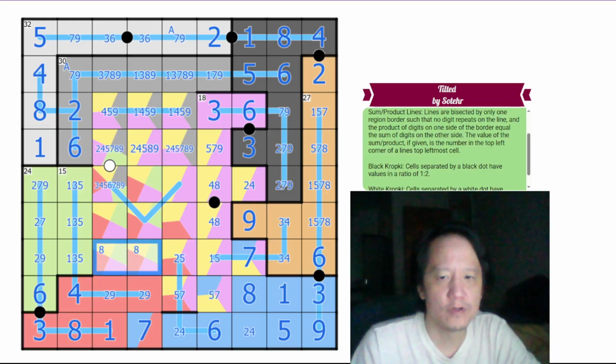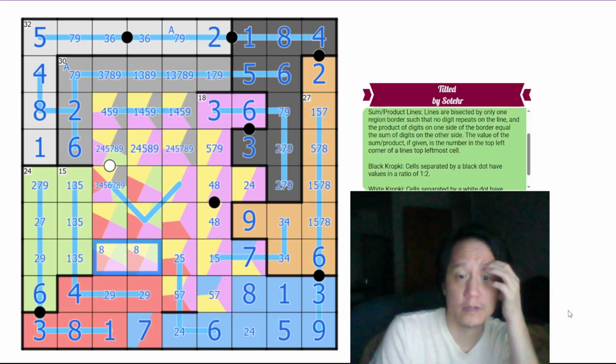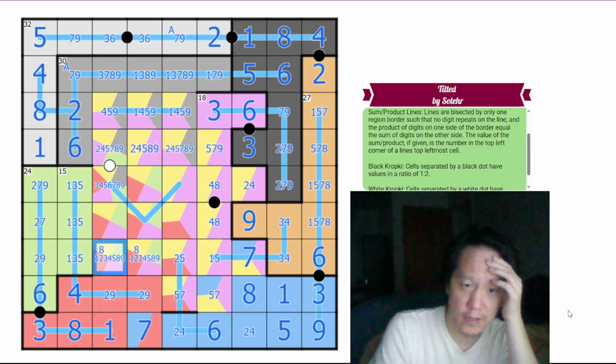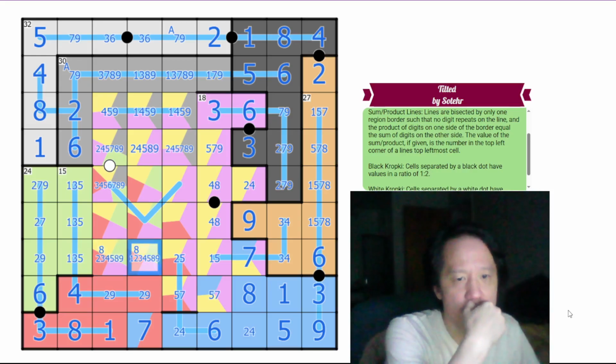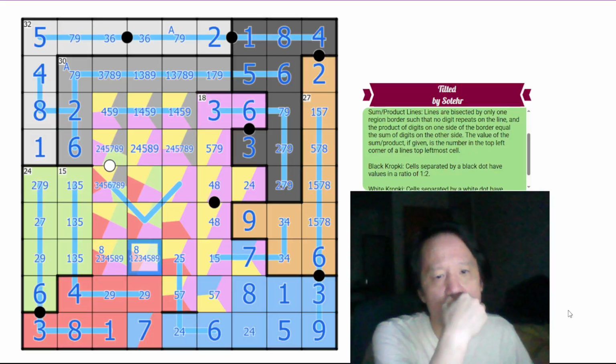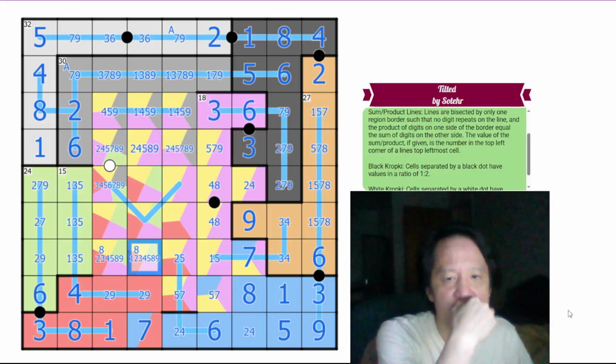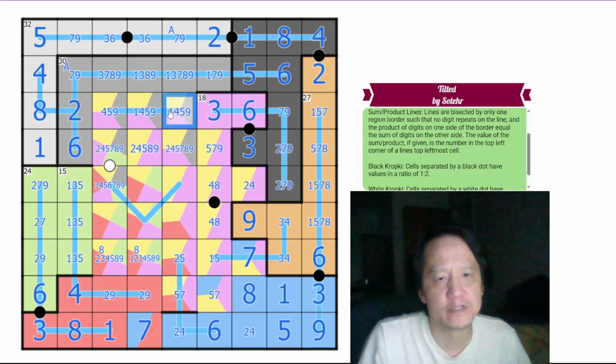Remaining digits in row 7: 1, 2, 3, 4, 5, 8, and 9. This can't be 1 because of the 1 in the column. That's it. We know there's a guaranteed 4 on this line.